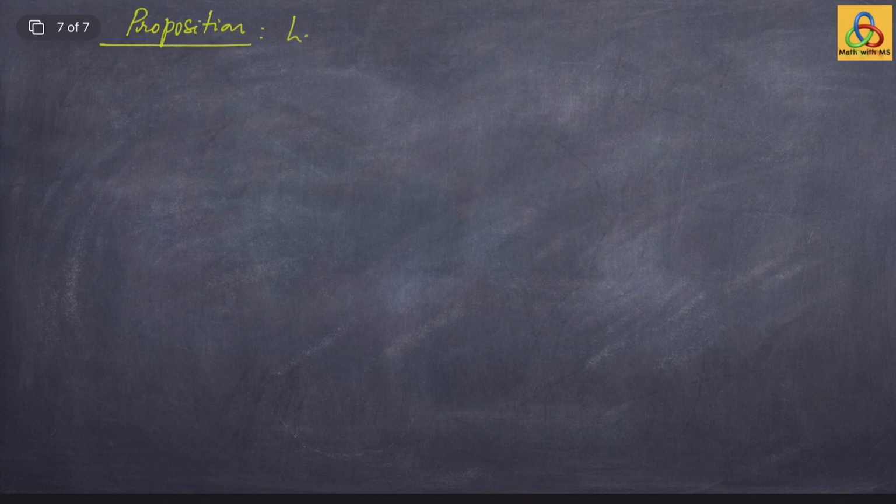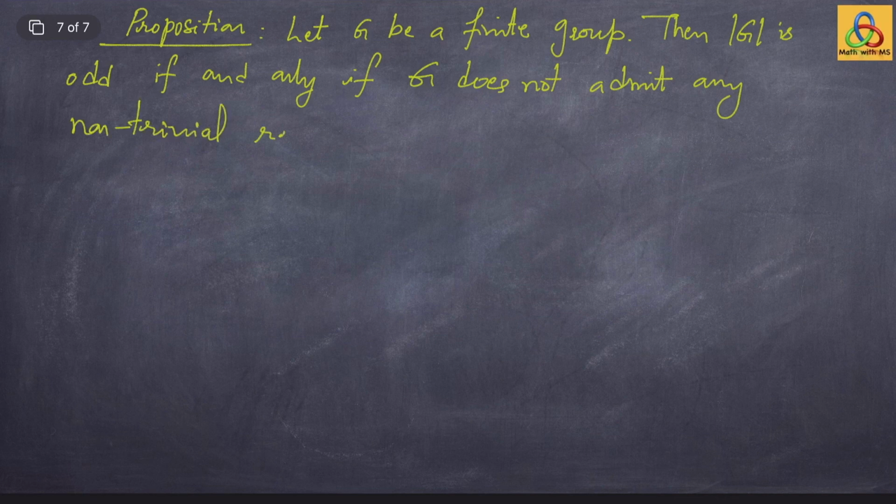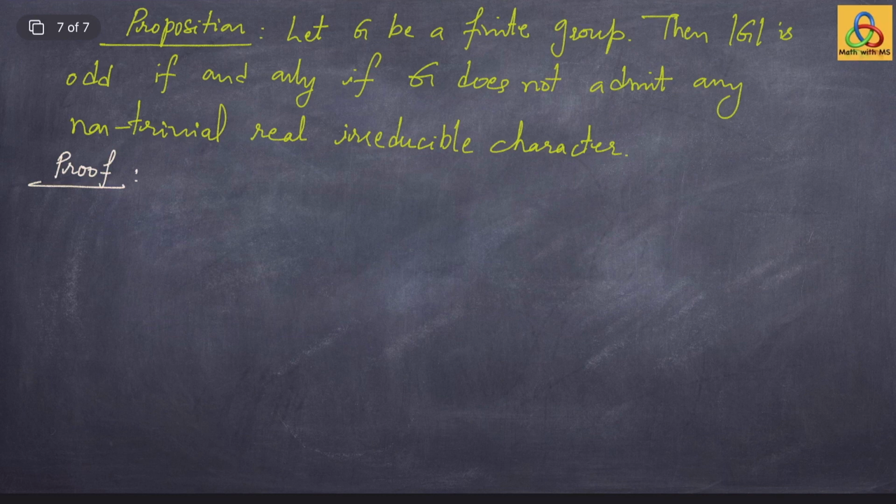Let G be a finite group. Then the order of the group G is odd if and only if G does not admit any non-trivial real irreducible character. Let us prove it. By the preceding theorem, we know that in a finite group, the number of real conjugacy classes is the same as the number of real irreducible characters. So to prove the proposition, it is equivalent to showing that a group G is of odd order if and only if its only real conjugacy class is that of the identity element.